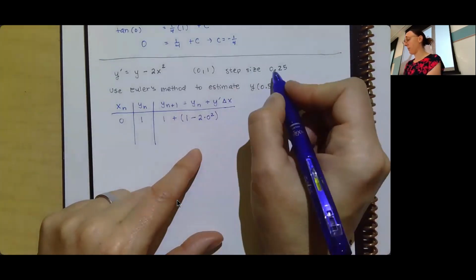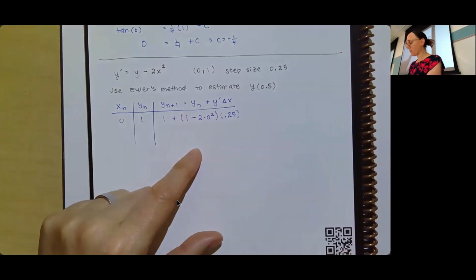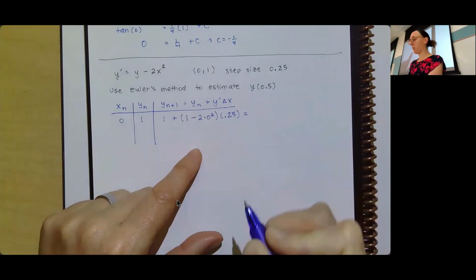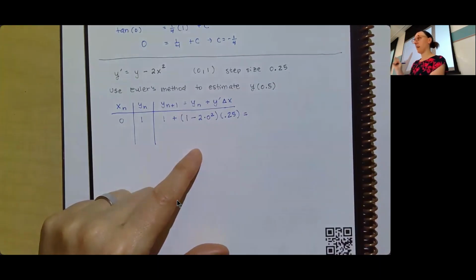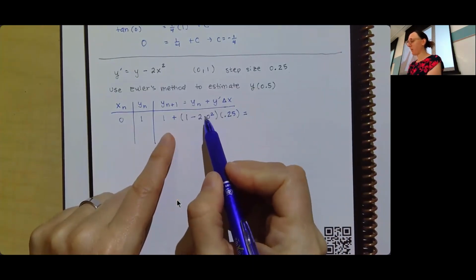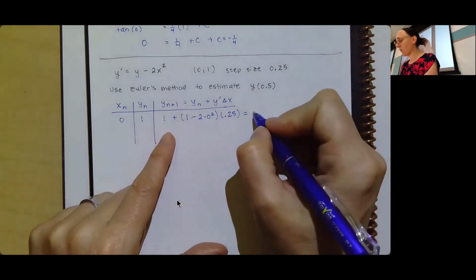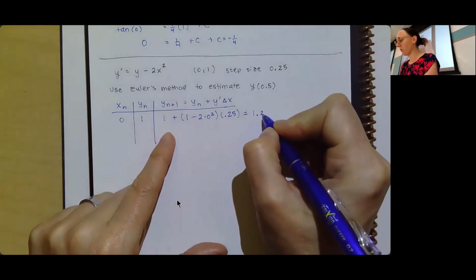And then I'm going to move for my little step size of 0.25. This one I can do. I think we can probably do 2 iterations of this and then I'm out without a calculator. So here, 2 times 0 is 0. So that's 1 times 0.25. So I'm now at 1.25.